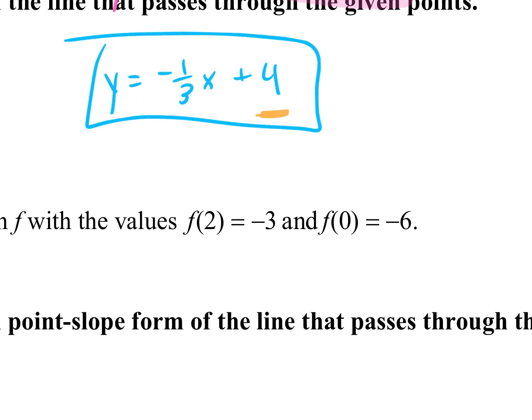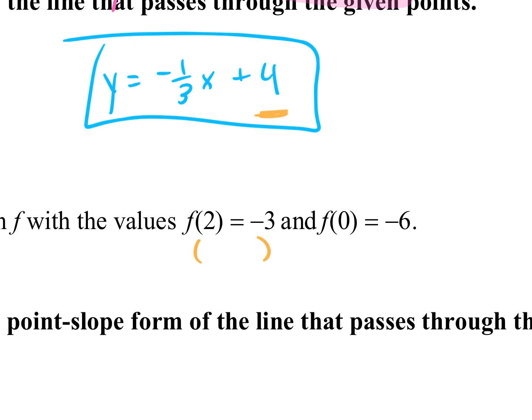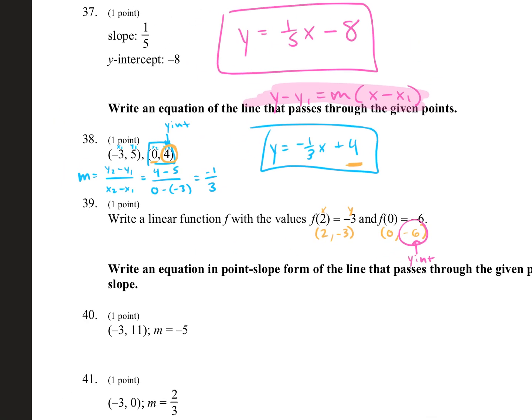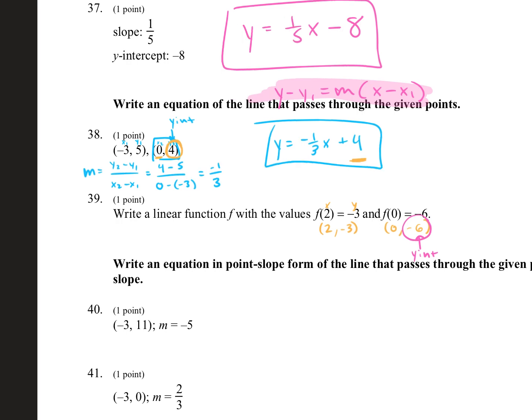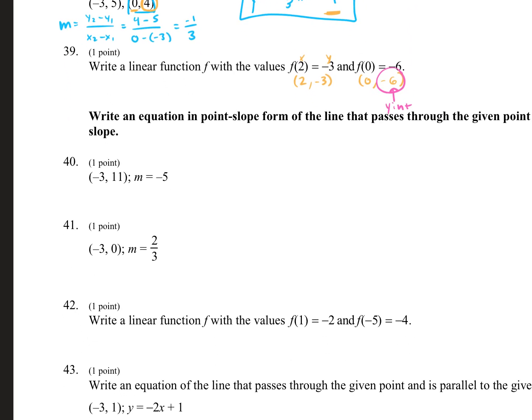response? 39 is the same, but it gives us the points as like x and y here. So we could always just make it coordinate points. So I could change it to 2, -3 and 0, -6. Does it give me the y-intercept here? Yeah. Whenever x is 0, the number with it is the y-intercept. So here we would find our slope and plug it in. I'm going to jump to 40.